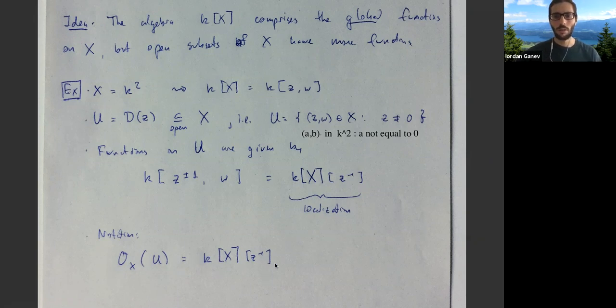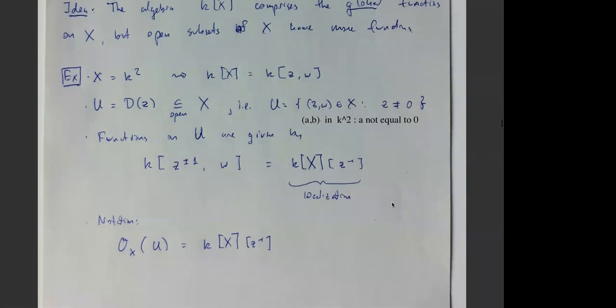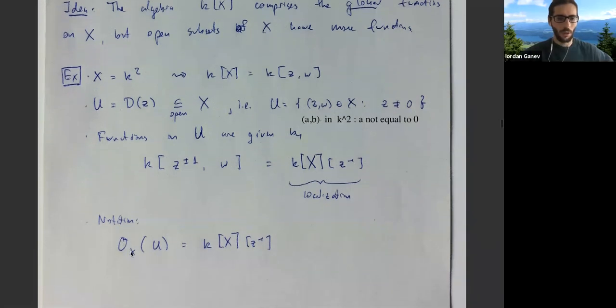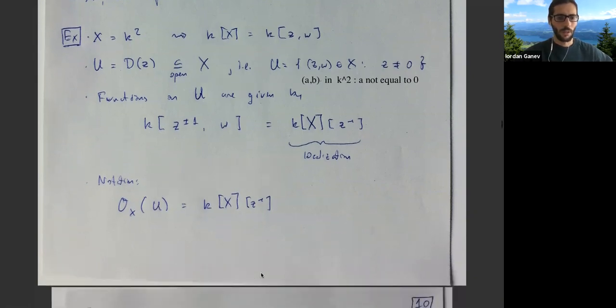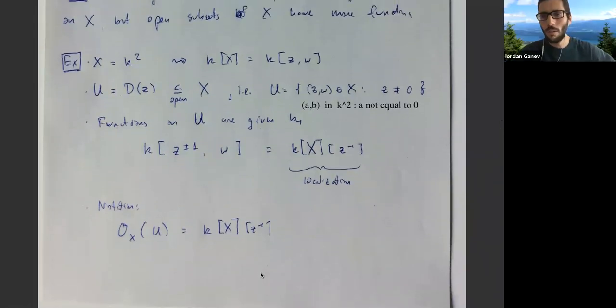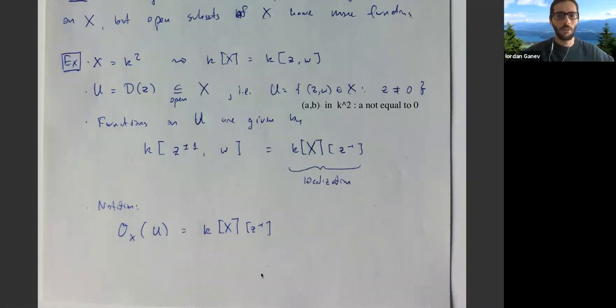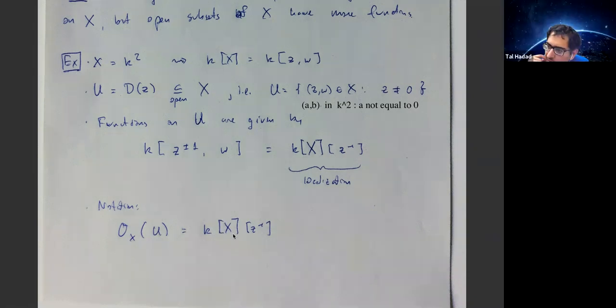So is that better? Who asked the question? Okay. All right, so this is the notation we'll use, this O_X, saying that we're on X and U is our open subset, and this is the algebra, the localization. So why did you just, I have a question about. Sure. The variables here are Z and W, right? Yeah. Okay, so now I understand the notation. Okay. And this is a capital X.